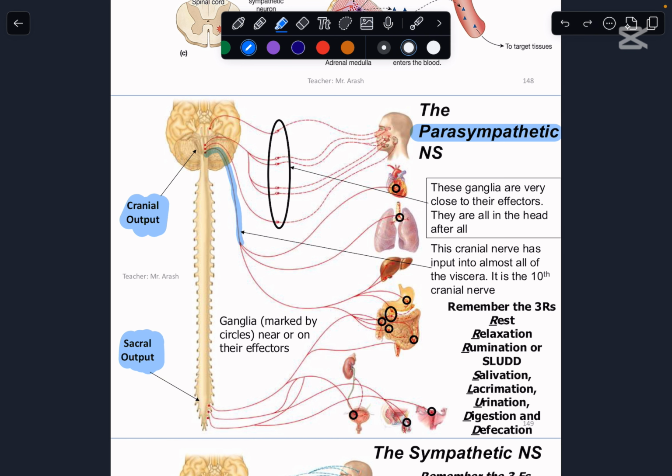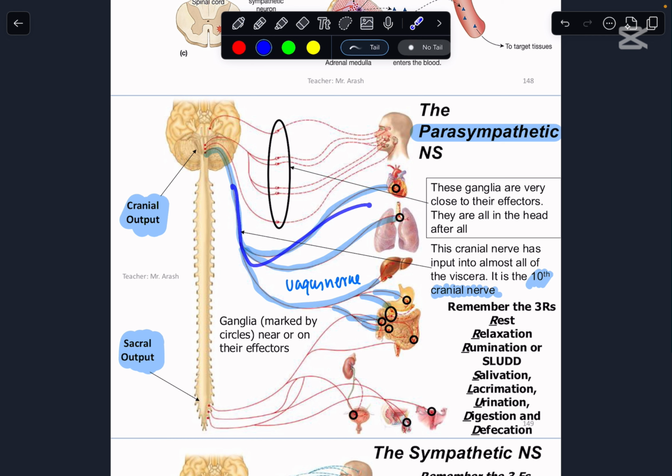And you can see this nerve goes to many organs, including your lungs, your heart, the liver, the GI tract, and different parts of the body. Call that 10th cranial nerve or the vagus nerve. Okie dokie. So this whole thing is vagus nerve. It just branches into different branches.